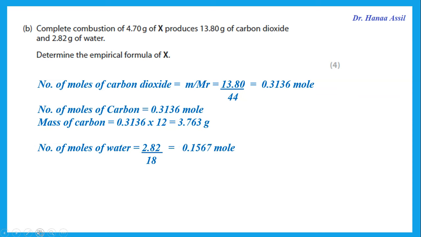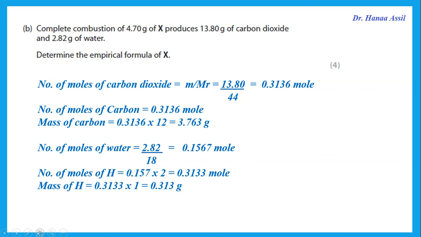We do the same to water. The number of moles of water is mass over molecular mass of water, but then each mole of water has two hydrogens. So the number of moles of hydrogen would be the number of moles of water times 2. And that means I can get the mass of hydrogen, which would be times its mass number. And the mass of oxygen would be the rest of the 4.7. So if I have the mass of carbon and mass of hydrogen, I subtract them from the original 4.7 of X, and that would give me the mass of oxygen.